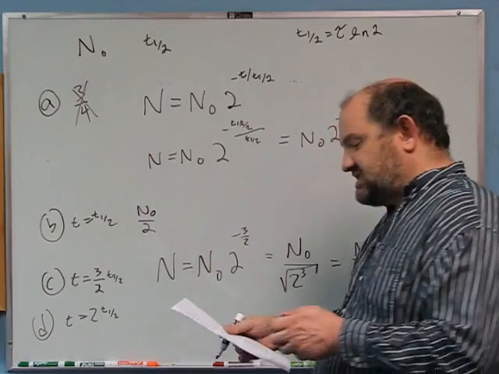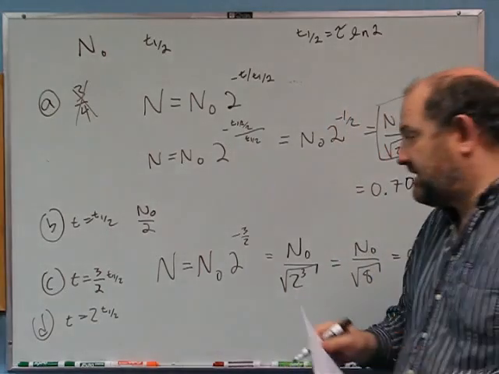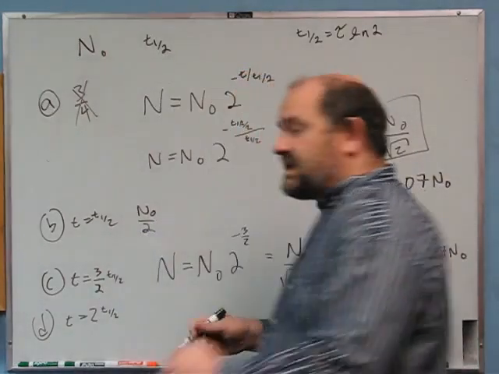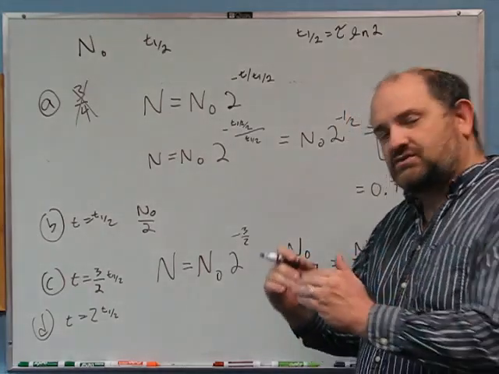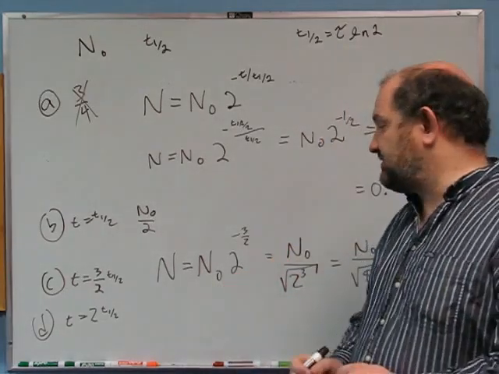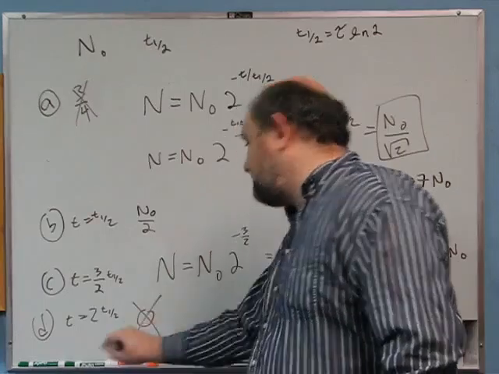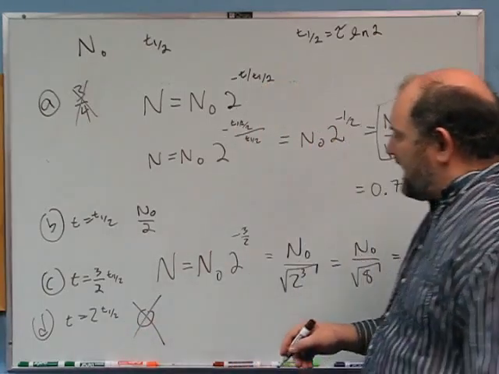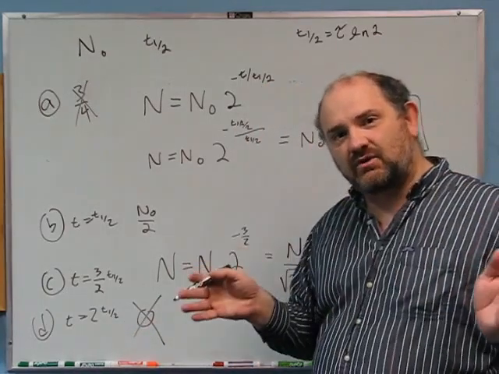And then D, at t equals 2 T1/2. Now this is another trap. This is the one where you say, oh, in a half-life, the first half will go away, so in the second half-life, the other half goes away, there'll be none left. And you would say zero, and that would be wrong. Because really what happens is, every half-life, half of the particles go away.